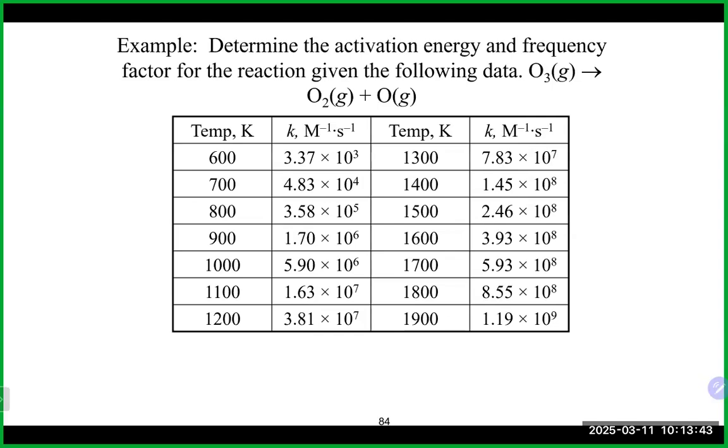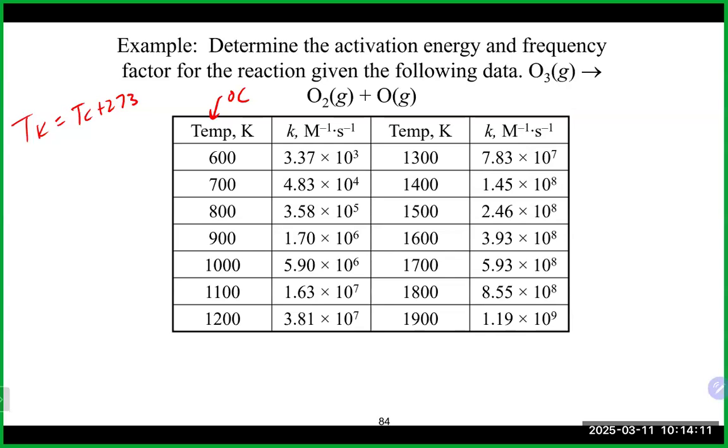So let's take a look and see how we could calculate some of the information from a graph. For example, this would be typical information that you may be given in a problem. I'll be honest with you, you probably would be given this in Celsius a lot of times as well. So we know temperature in Kelvin is temperature in Celsius plus 273 to convert it. But you'll be given some temperature and rate constant values.